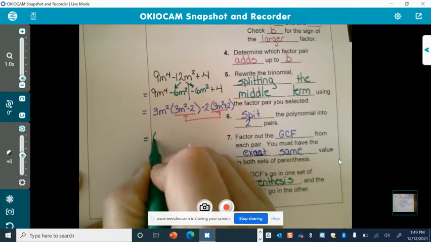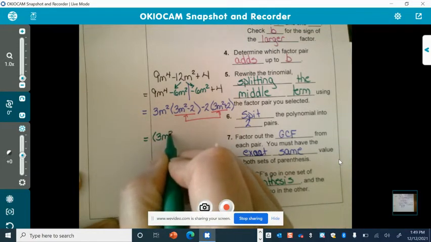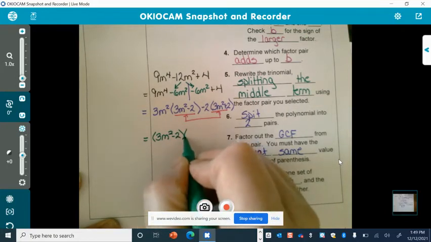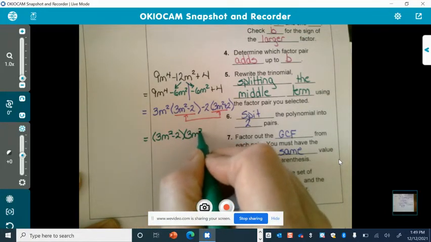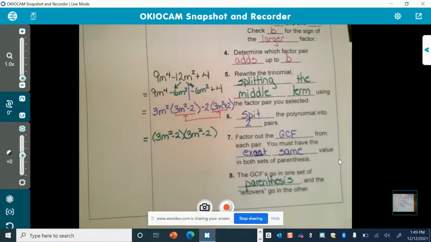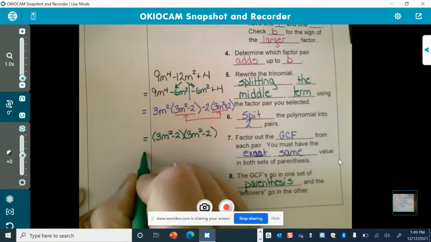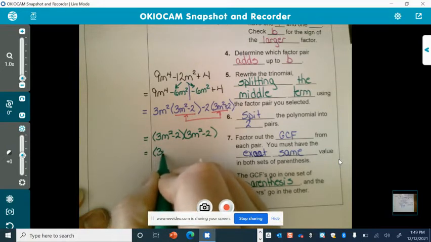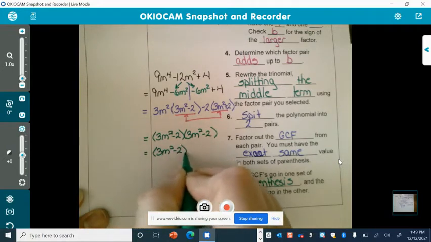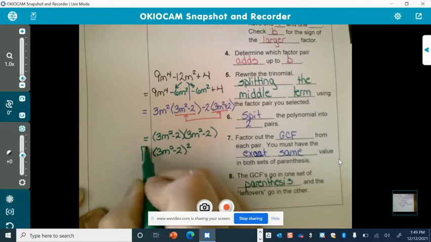In this case, we're going to have 3m squared minus 2, and 3m squared minus 2 are our leftovers, for lack of a better term. Now, for this particular one, I can go one step further. These two factors are exactly the same, so it is best to write them as 3m squared minus 2 squared.